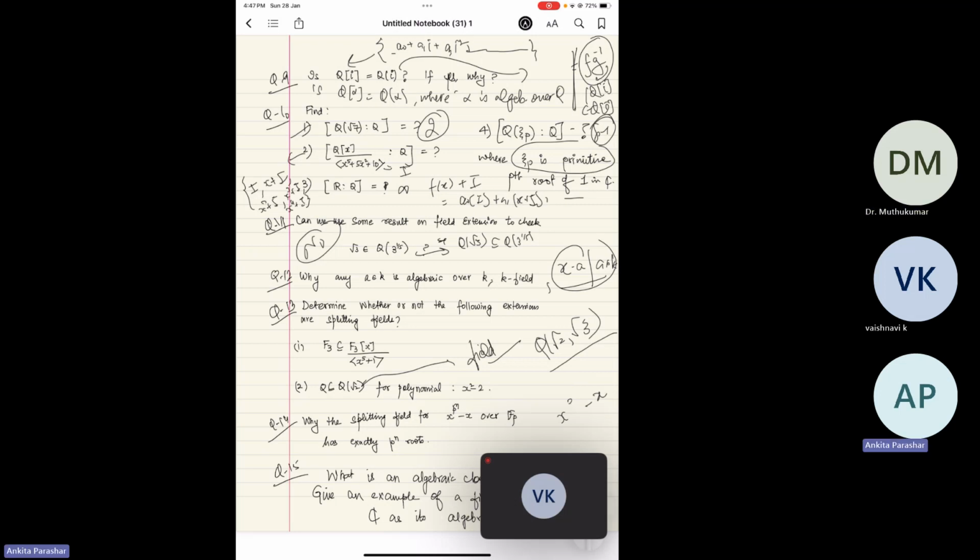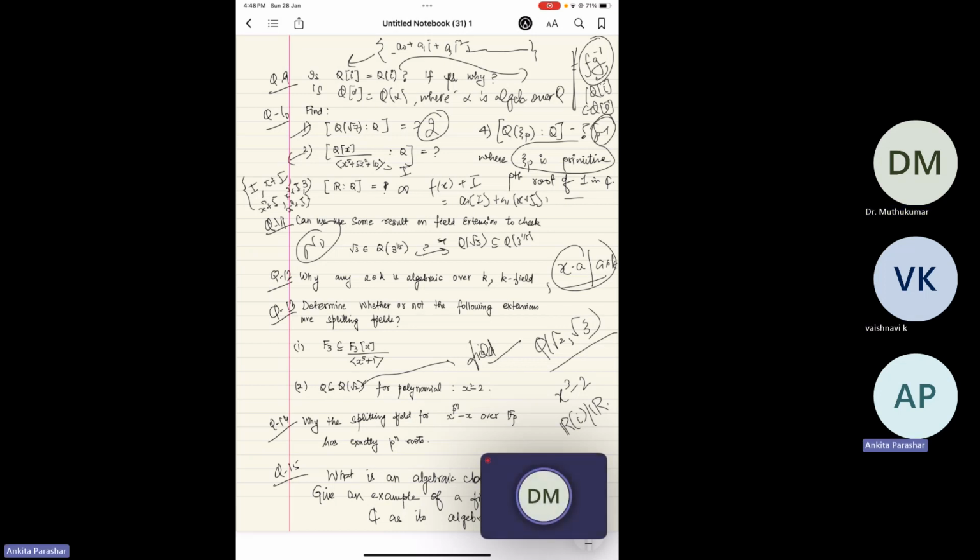So maybe before this, I'll give you some examples. Let's say x^3 minus 2, and we look at R(i) over R. Is R(i) a splitting field for this polynomial over R? Because what are the roots? x^3 minus 2 has one real root and two imaginary roots. Those two imaginary roots are conjugates, and both are in R(i). And R(i) is the smallest field containing these three roots. Exactly, so it's a splitting field, right?